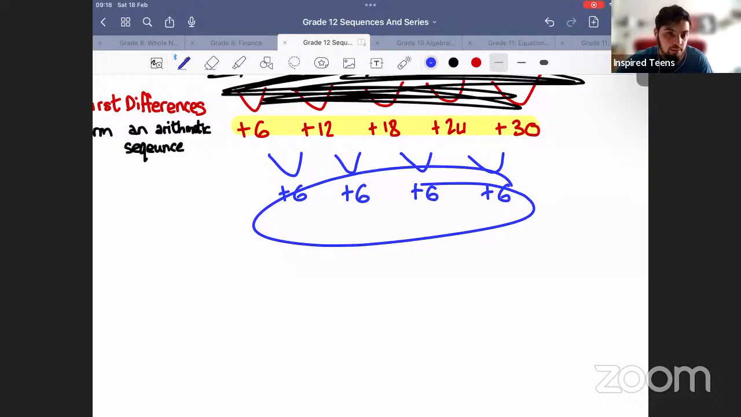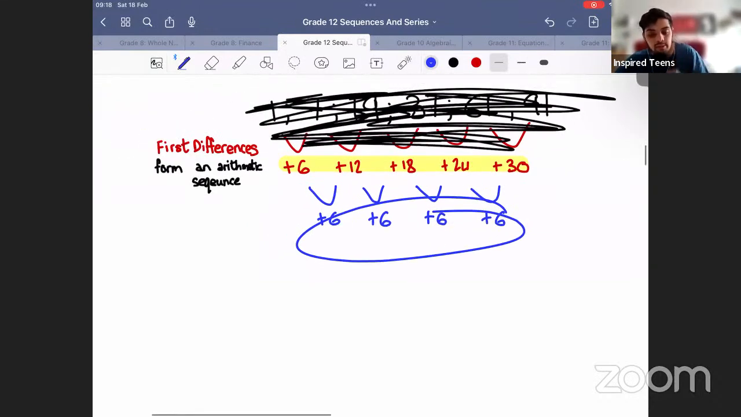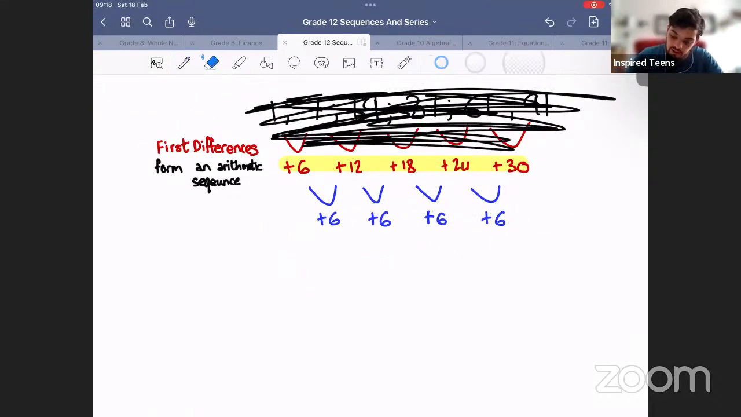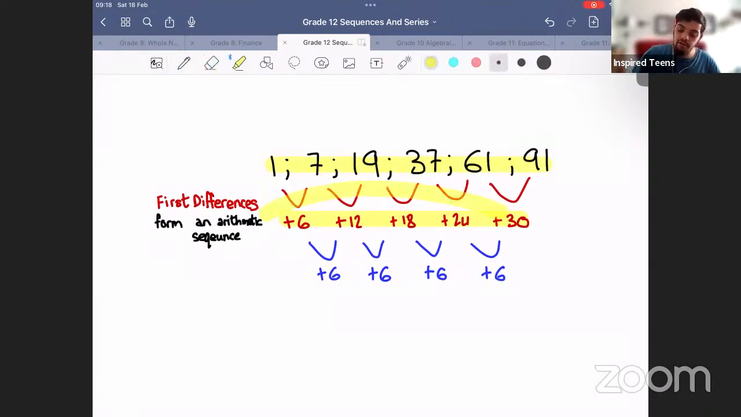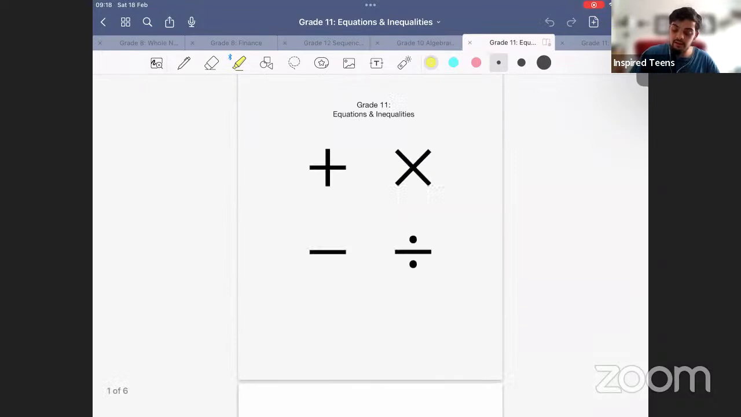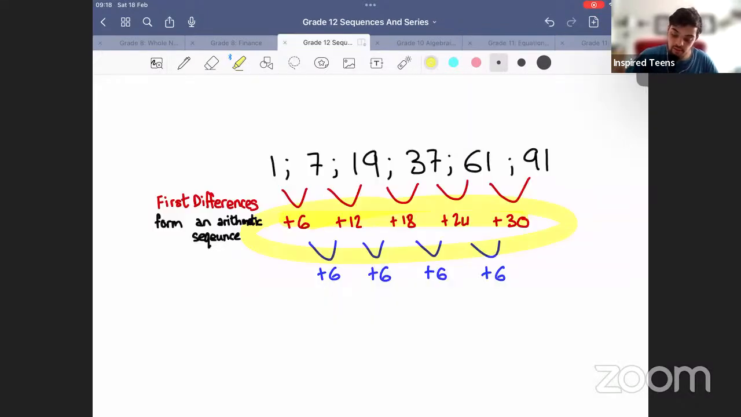So it's that simple, right? You need to utilize that understanding to see that the first differences actually form an arithmetic sequence. If I get rid of that and that exists, you need to identify that we have quadratic, we have first differences of quadratic, we have second differences. The first differences are like a pattern on their own, 6, 12, 18, 24, 30, that create an arithmetic sequence. So that is really important to know.